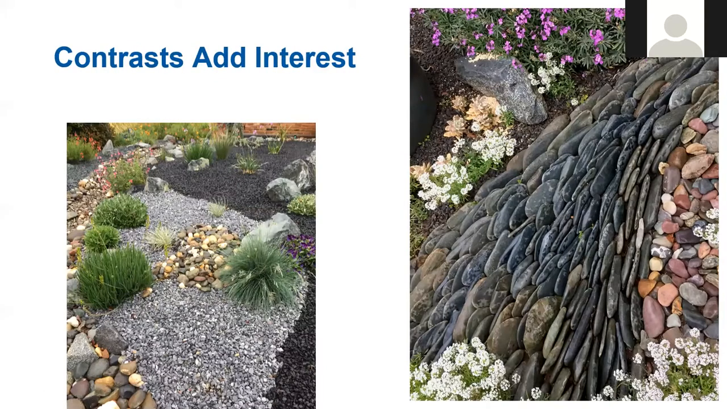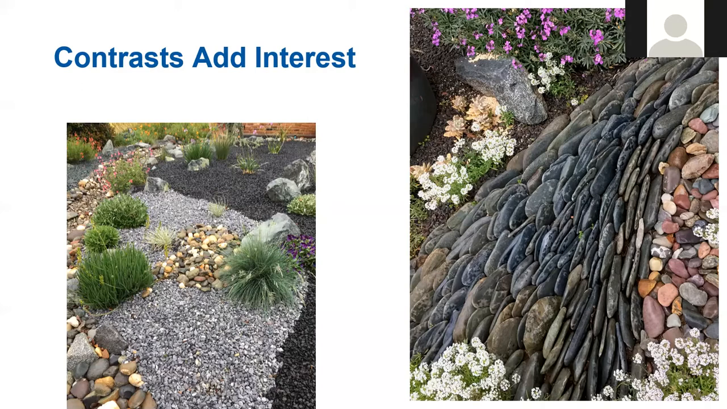So contrast can add interest. On the left, you see black lava, you see the salt and pepper gravel, you see red toned, bigger sized gravel, well-spaced plants. And on the right, this was actually in a 0 to 5 foot zone.